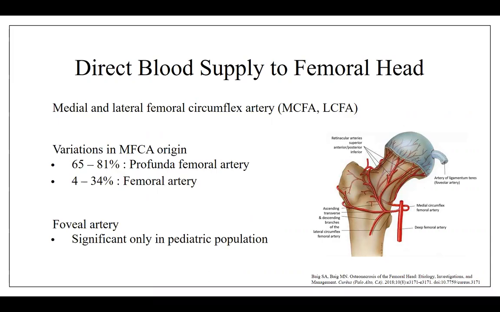There's often variations in the MFCA origin. Most often they originate from the profunda femoral artery. However, there's a small amount that originate directly from the femoral artery. The foveal artery is running within the ligamentum teres, and this is a significant blood supply to the femoral head, especially in the pediatric population.